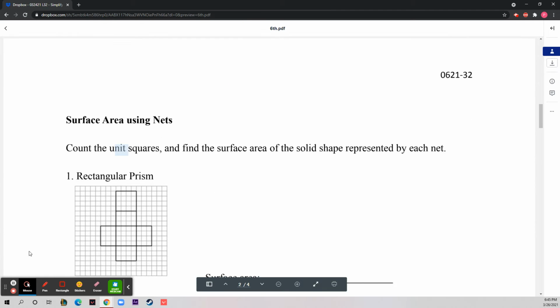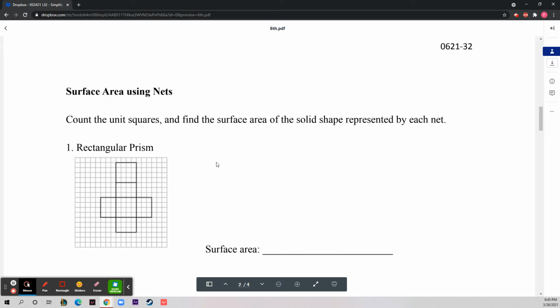Okay, on to the next section, surface area using nets. It says to count the unit squares and find the surface area of the solid shape represented by each net. It says to count the unit squares, but you don't need to actually count them. You don't need to go 1, 2, 3, 4, 5, 6, 7, 8. You can just multiply and find the area that way. It's already sectioned off into nice, easy to understand sections for you.